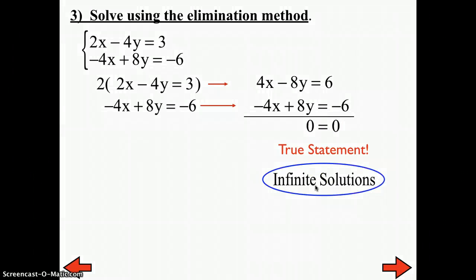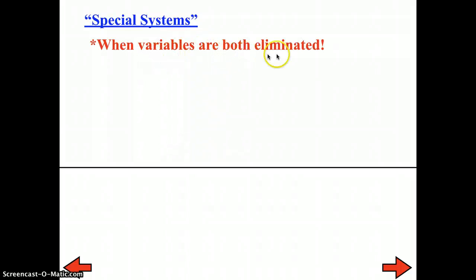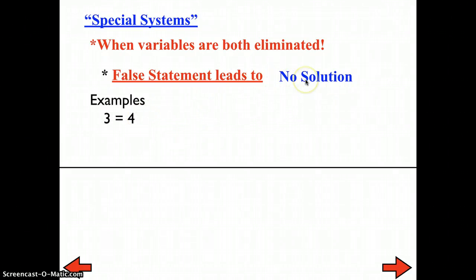So let's take a quicker look at how to look at the systems. They are certain kinds of systems. When you notice that the variables get eliminated, you will have two choices to choose from. If it's a false statement, the answer will be no solution. So let me give you a couple examples. 3 equals 4 is a false statement. The answer would be no solution. 0 equals negative 2 is a false statement, which would lead to no solution.